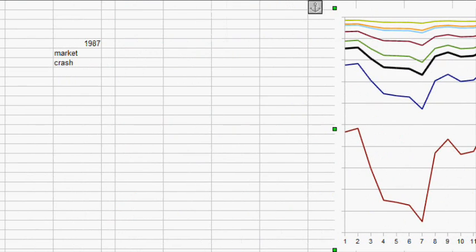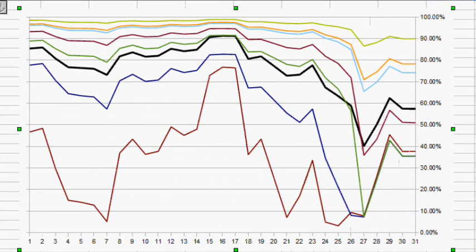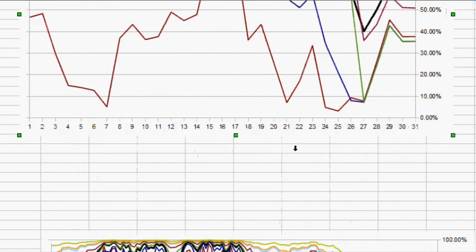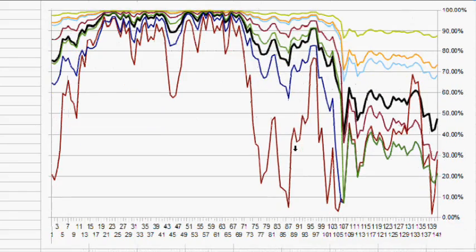This chart here was the market crash in 1987. So 60% in here meant that only the three longest term levels didn't break down. These two levels would have fallen below 61.8 and then recaptured it because this was nothing more than a correction.